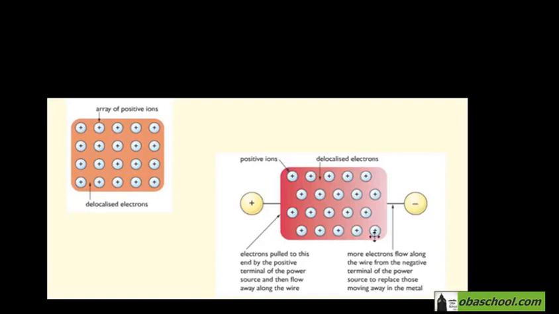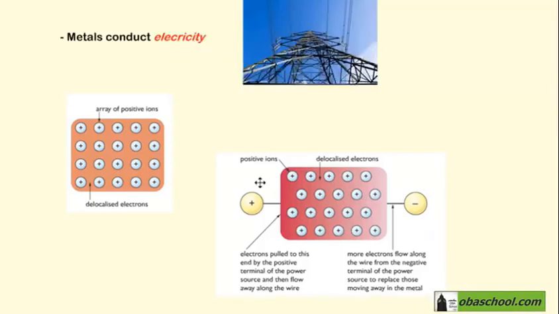However, to compensate for these electrons that moved away, more electrons flow along the wire from the negative terminal of the power source to replace those electrons that moved away towards the positive pole. This is what happens when electricity flows through metals.